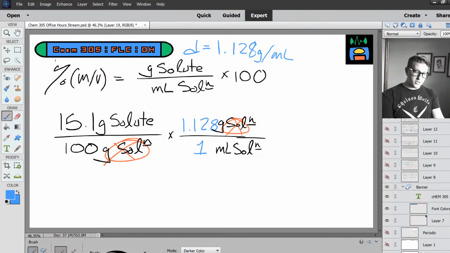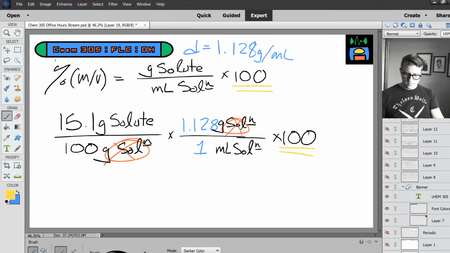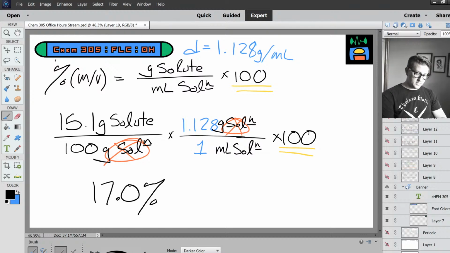All right. Now, you'll notice we still have to multiply by 100 because that's what this business is all about. So now we just go to town. All right, and we can keep 3 of our sig figs. So this will be 17.0% mass to volume.